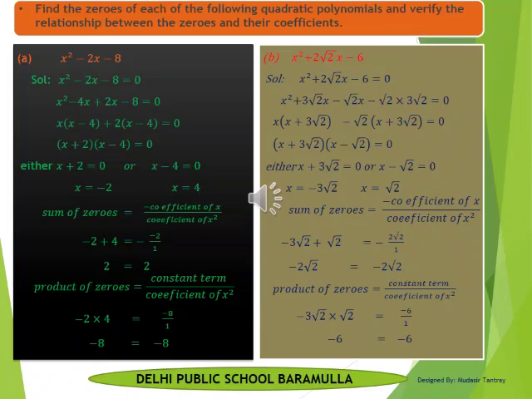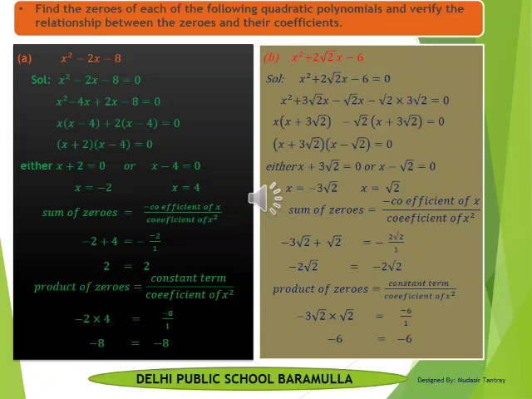Now, product of zeros. Product of zeros is also equal to constant term divided by coefficient of x square. Here, when we multiply these two zeros, minus 2 into 4, it becomes minus 8. That is equal to constant term minus 8 divided by 1, which is equal to minus 8.